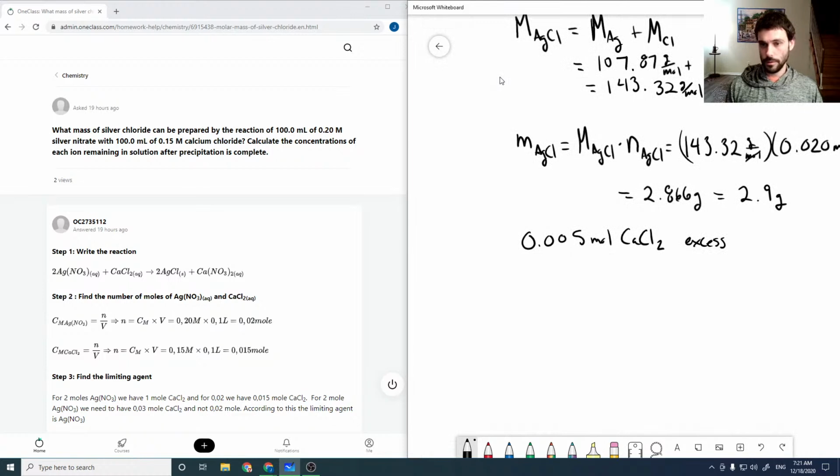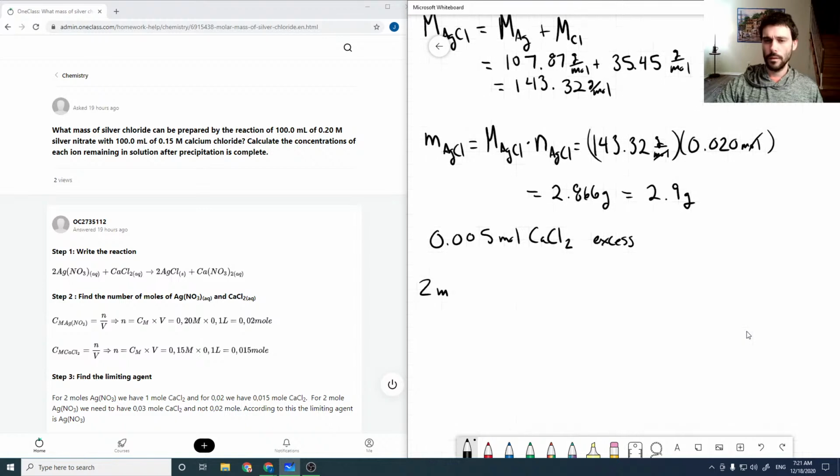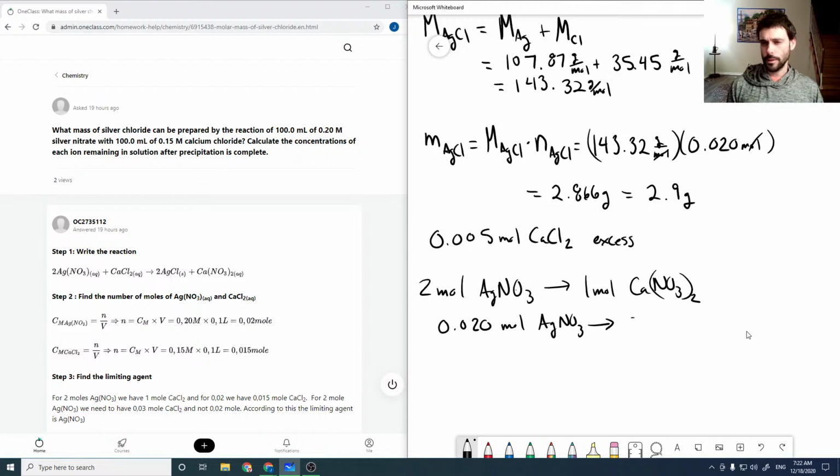So 2 moles of silver nitrate forms 1 mole of calcium nitrate. And so put another way, 0.020 moles of our silver nitrate will form 0.010 moles of our calcium nitrate.